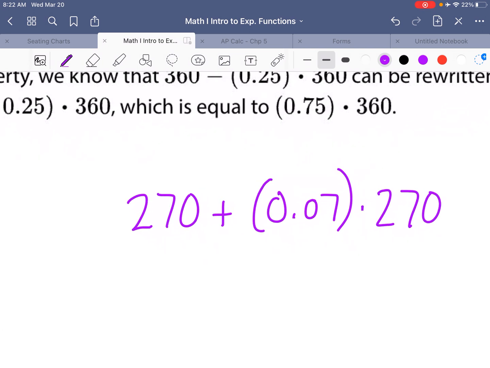Now, a better way to think of this is 7% more than full price is 107%. So we could just directly find 107% of 270 just by multiplying. I don't know what that is, but that's how you do it.